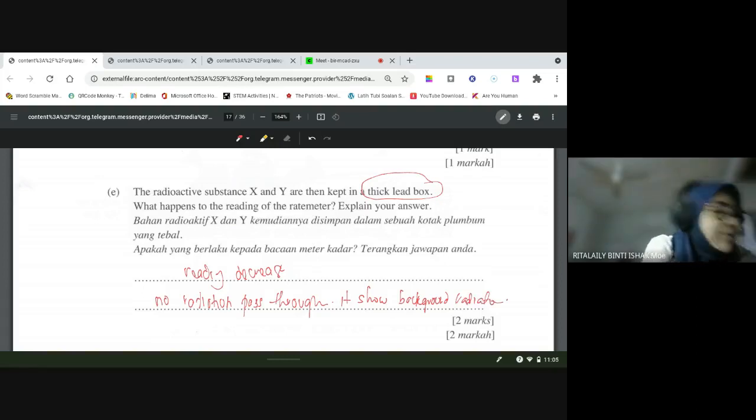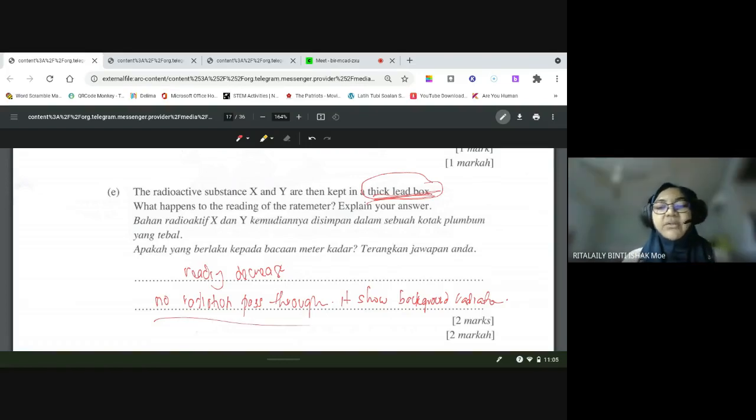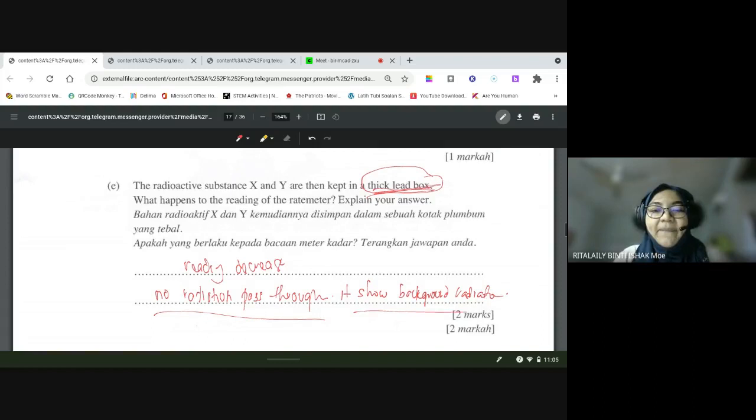Okay. So, bila jawab, kena berhati-hati. Sebab kalau awak kata some radiation cannot penetrate, salah sebab dia guna thick lead box. So, thick lead box tu dia dah bagi hint bahawa gamma pun tak boleh lepas. So, no radiation pass through, it show background radiation only. Okay.